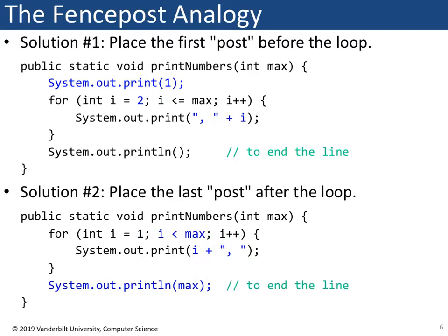So 1, comma, 2, comma, 3, comma, 4, comma, and then that would be the end of the loop because we did less than max instead of less than or equal to max. So as soon as this i becomes 5, is 5 less than 5? No. So we would exit the loop, we would come down to the statement immediately below it, and we would print out 5. Both these solutions would work.